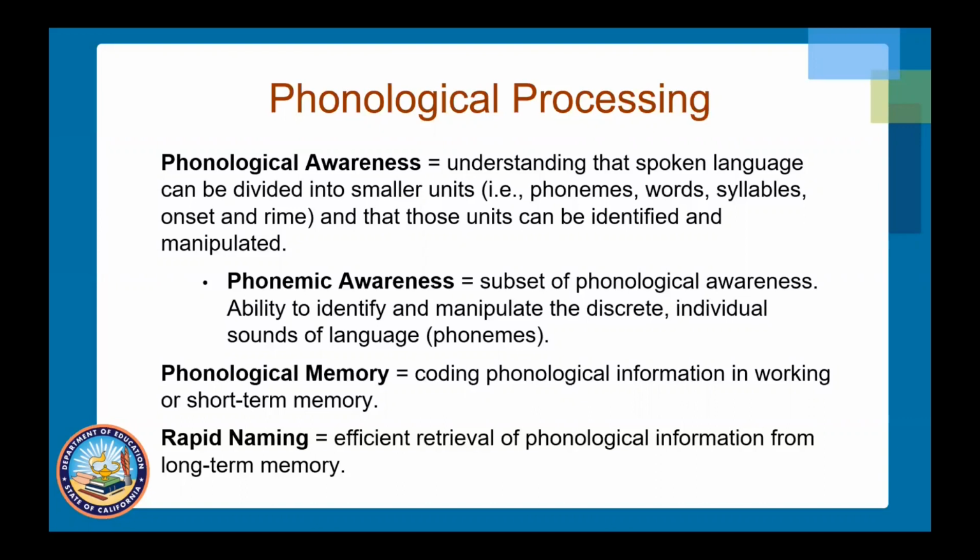Examples of phonemic awareness include hearing the sounds g, o, t, and being able to recognize they make up the word goat, or identifying the individual sounds in the word bat, b, a, t, or identifying the word if you change the ch sound in charm to f. If you're able to produce the new word farm, you've demonstrated phonemic awareness.